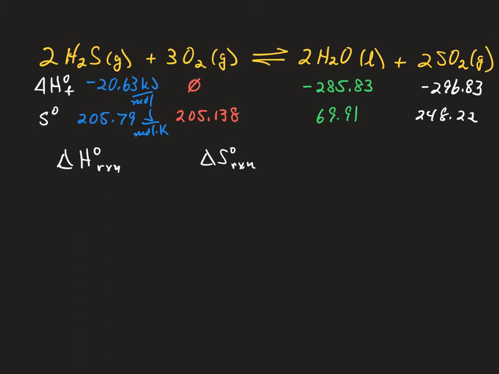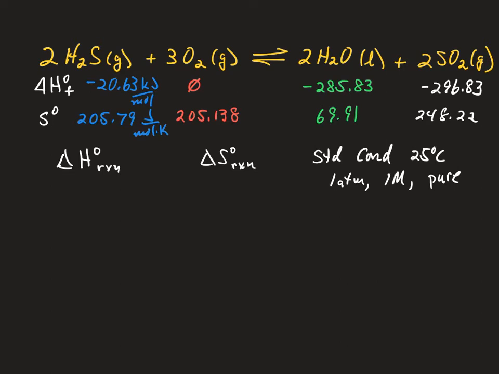And remember a couple of things. The 0 here means we are under standard conditions. Standard conditions for thermodynamics are 25 degrees Celsius, any gases are at 1 atmosphere, any solutes are at 1 molar, and any liquids or solids are pure. So that's what standard conditions means. We're under those conditions for each thing.